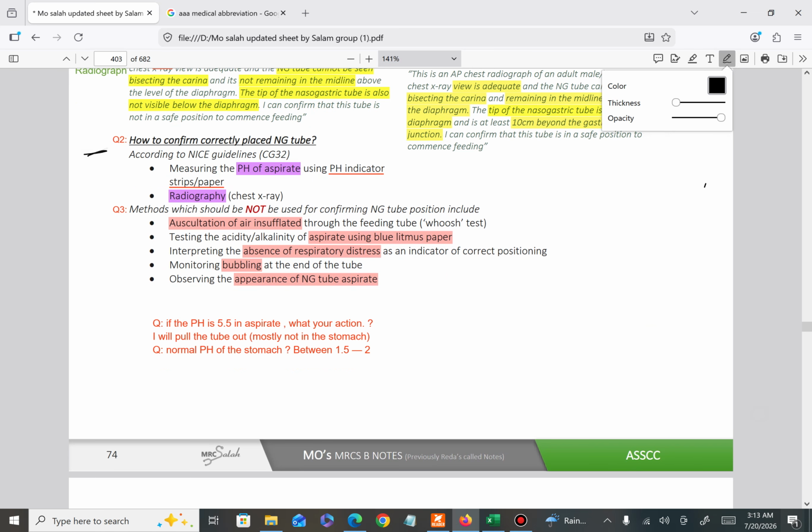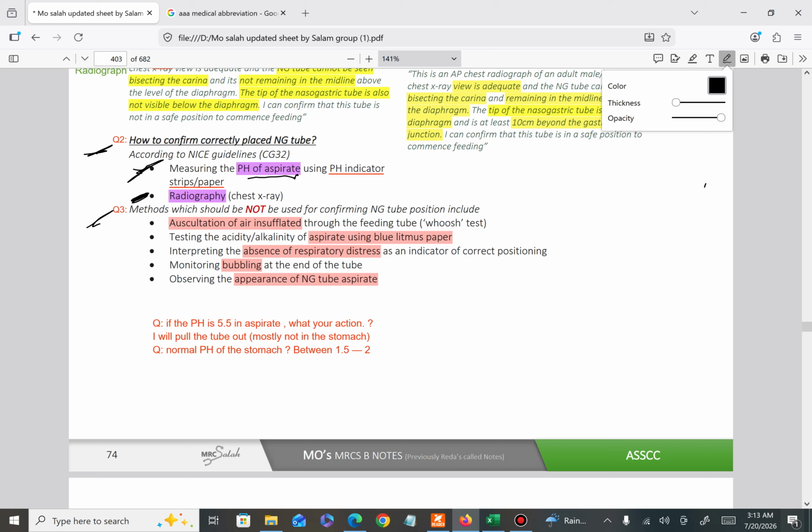How to confirm correctly placed NG tube? So according to NICE guidelines, there are two methods. Measure the pH of aspirate using pH indicator strips or paper. And the second method to confirm the NG tube is correctly placed or not is radiography, chest X-ray.